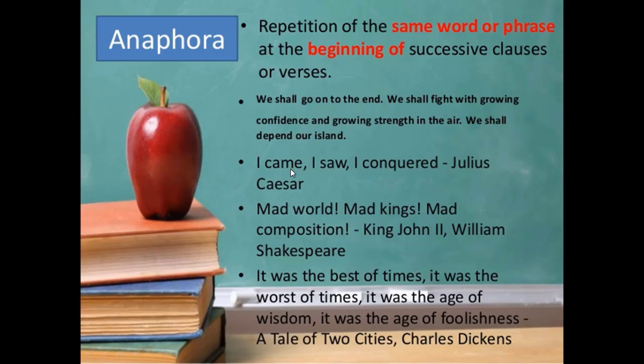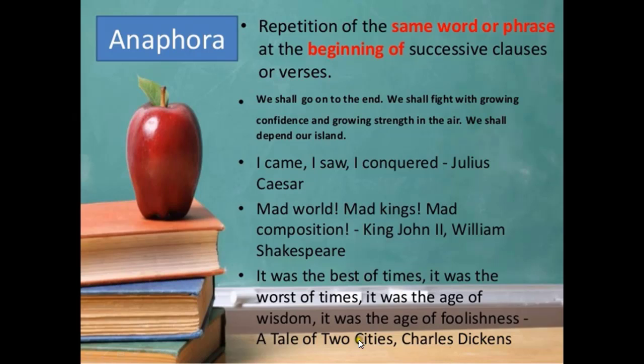Next example, I came, I saw, I conquered. This is in one of Shakespeare's plays, Julius Caesar. So it creates a kind of beauty, anaphora. So it's a figure of speech or literary term. Next one, mad world, mad kings, mad composition. It's also from a Shakespeare play, King John. So mad, mad, mad, repetition of this word.